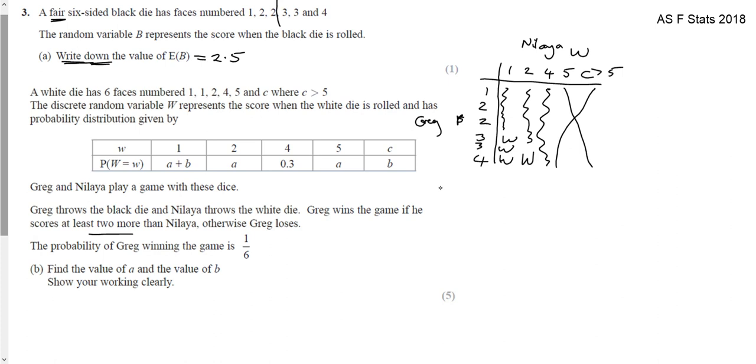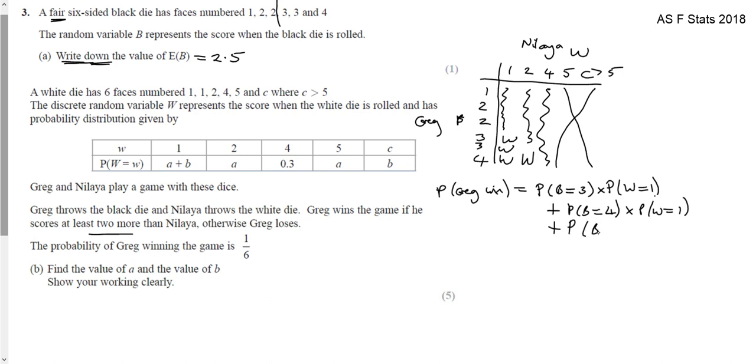So in order for Greg to win, the black die is a 3 and the white die is a 1, and these are being rolled independently of each other, so we can multiply the probabilities together to get the probability of black 3 and white 1. Or black can get 4 and white can get 1, so again we can multiply those probabilities together. Or black gets a 4 and white gets a 2. Because these are mutually exclusive events, there's no overlap, when I'm saying or, I can add the probabilities, and because they're independent, when I'm saying and, I can multiply the probabilities.